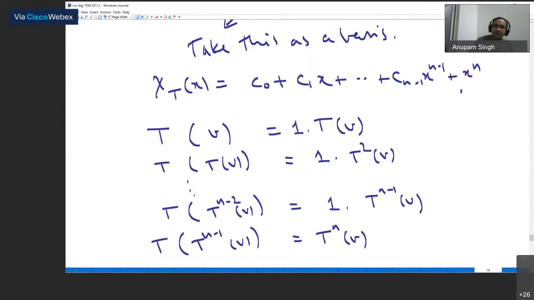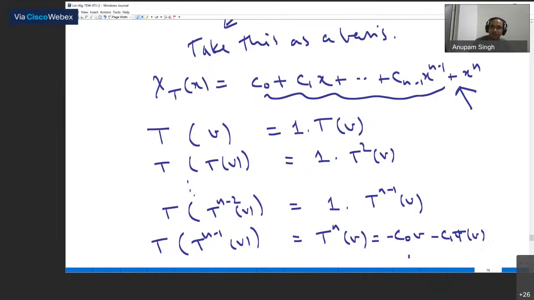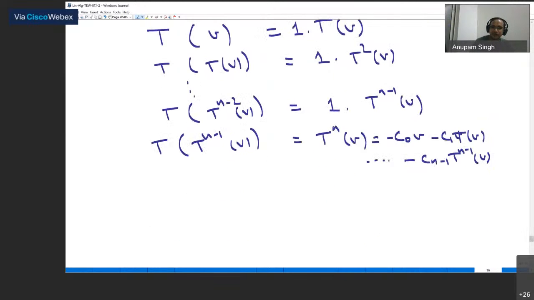Then I use the Cayley-Hamilton theorem applied to this characteristic polynomial. From here, you'll see that chi_T(T) is 0. So T to the power n will become a combination of these things here, right? So you'll see that this can be written as minus c0 v minus c1 T(v), and so on, minus c_{n-1} T to the power n minus 1 of v. So now I have written it as a linear combination of basis vectors.